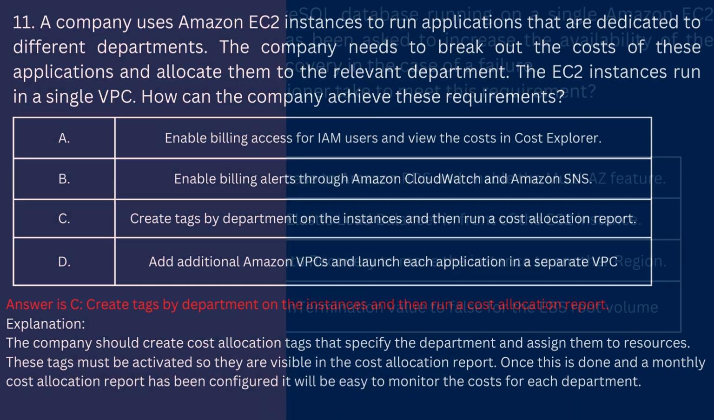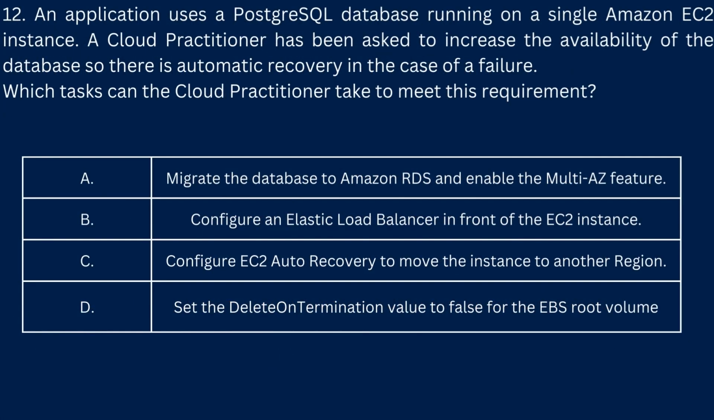costs for each department. Question 12. An application uses a PostgreSQL database running on a single Amazon EC2 instance. A cloud practitioner has been asked to increase the availability of the database so there is automatic recovery in the case of a failure. Which tasks can the cloud practitioner take to meet this requirement?